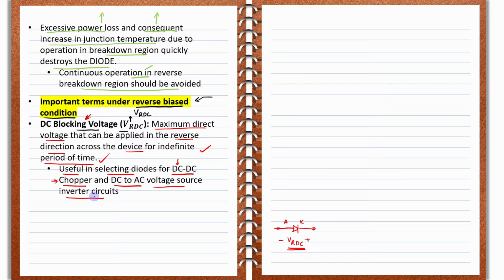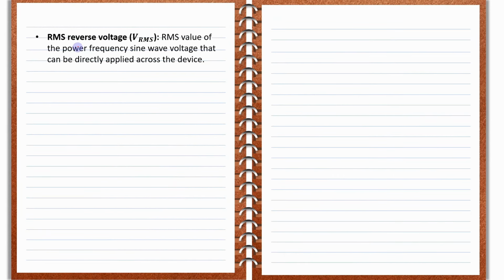Okay. Now, the second term is the RMS reverse voltage, or VRMS. Now remember, all these quantities are reverse bias condition quantities. All are reverse voltages. Remember that. So this is the RMS value of the power frequency sine wave voltage that can be directly applied across the device.